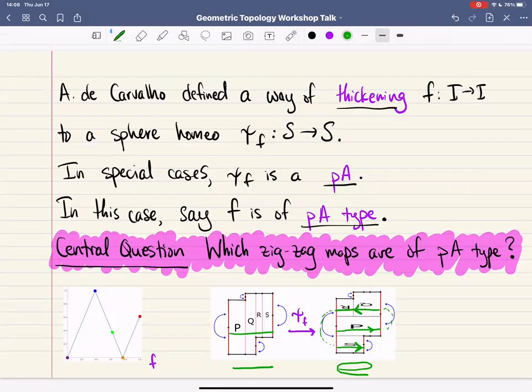Okay. I know this is a little bit hand wavy. I'm not telling you a lot of details. That's because this process is relatively complicated and I want to get to some implications of our results. Okay. The central question before us is: for which zigzag maps does this process output a pseudo-Anosov?